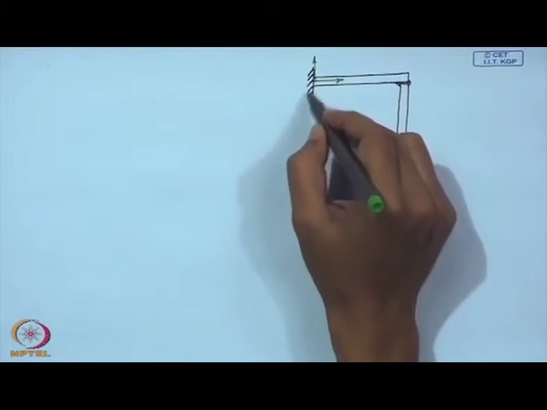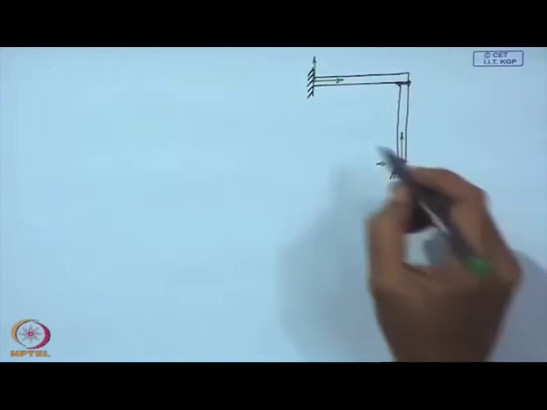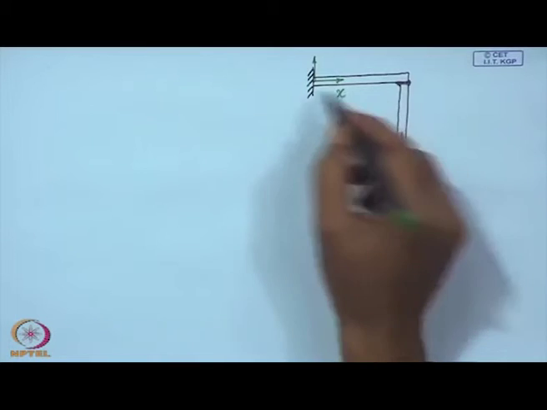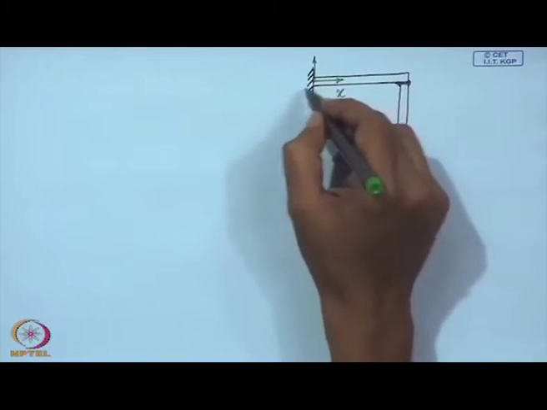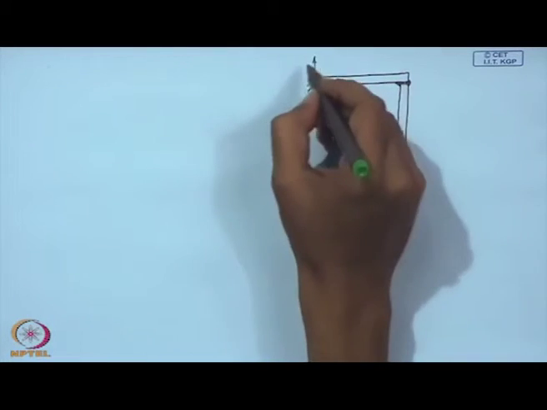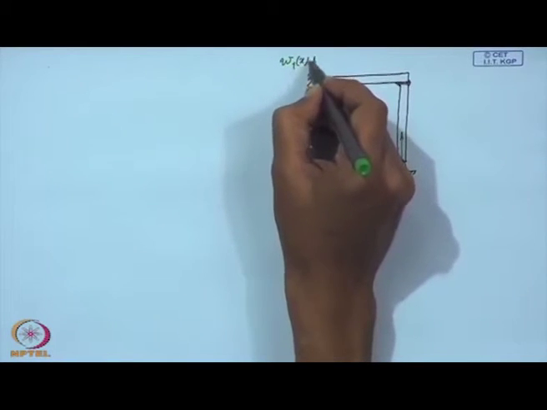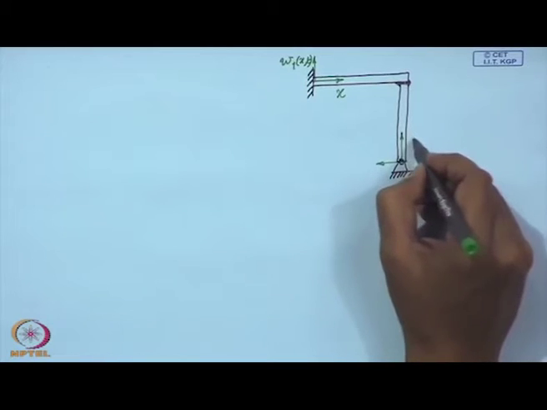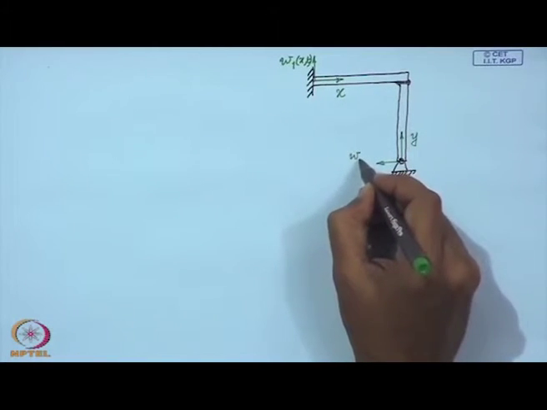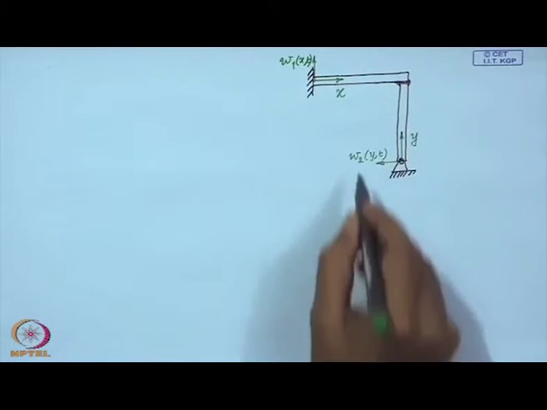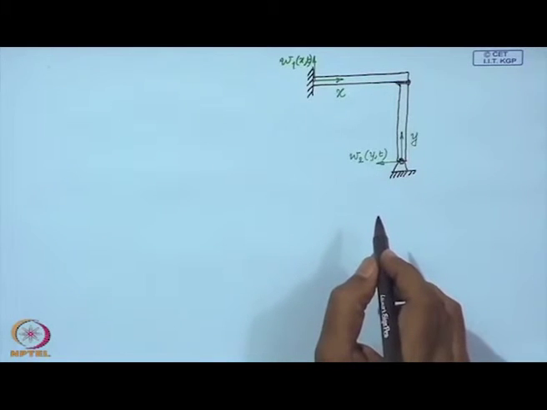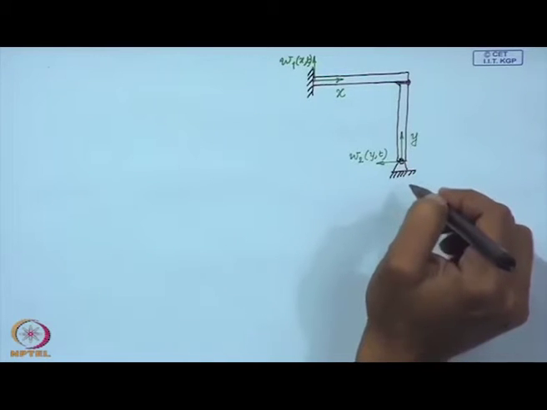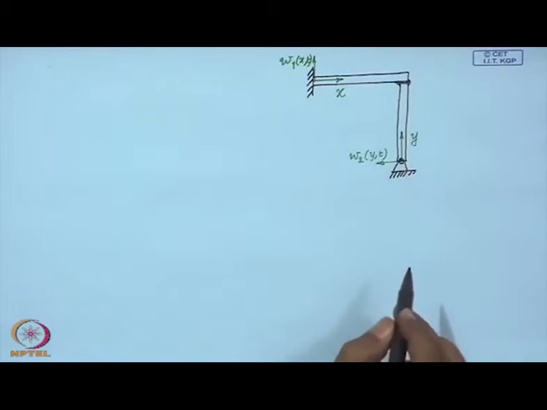Now, here we have a built in end of this frame, and here it is a pinned end. These are essentially 2 beams which have a junction, so we can treat them like that. Let us consider that the coordinate here is x, and the displacement in this direction for this beam, the horizontal beam, is represented by W1, and this coordinate is y, and the field variable for this vertical beam is W2. Now, we intend to determine the eigen frequencies and modes of vibration of this frame.